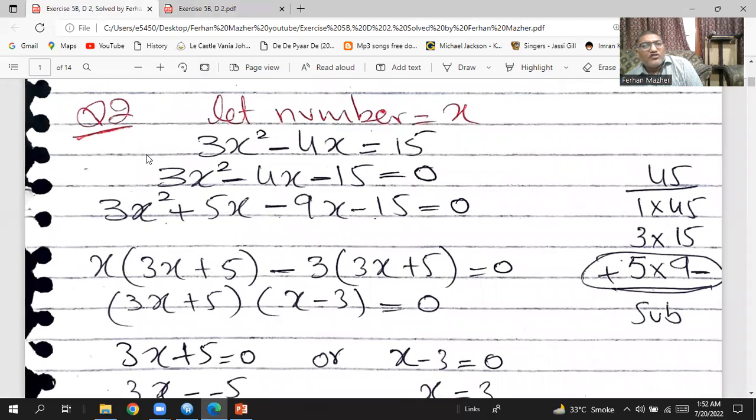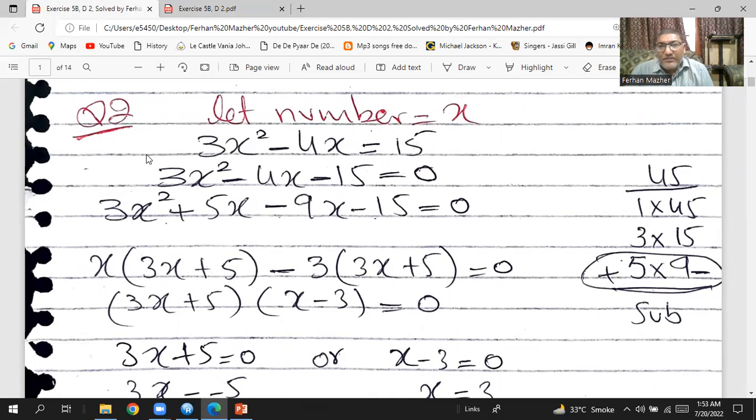Okay. So let the number is x. He said 3 times the square of the number. From it, you have to subtract 4 times that number, and the answer will be 15. So you will have 3x square minus 4x equals 15. We have supposed that the number is x. So you will have 3x square minus 4x minus 15 equals 0.